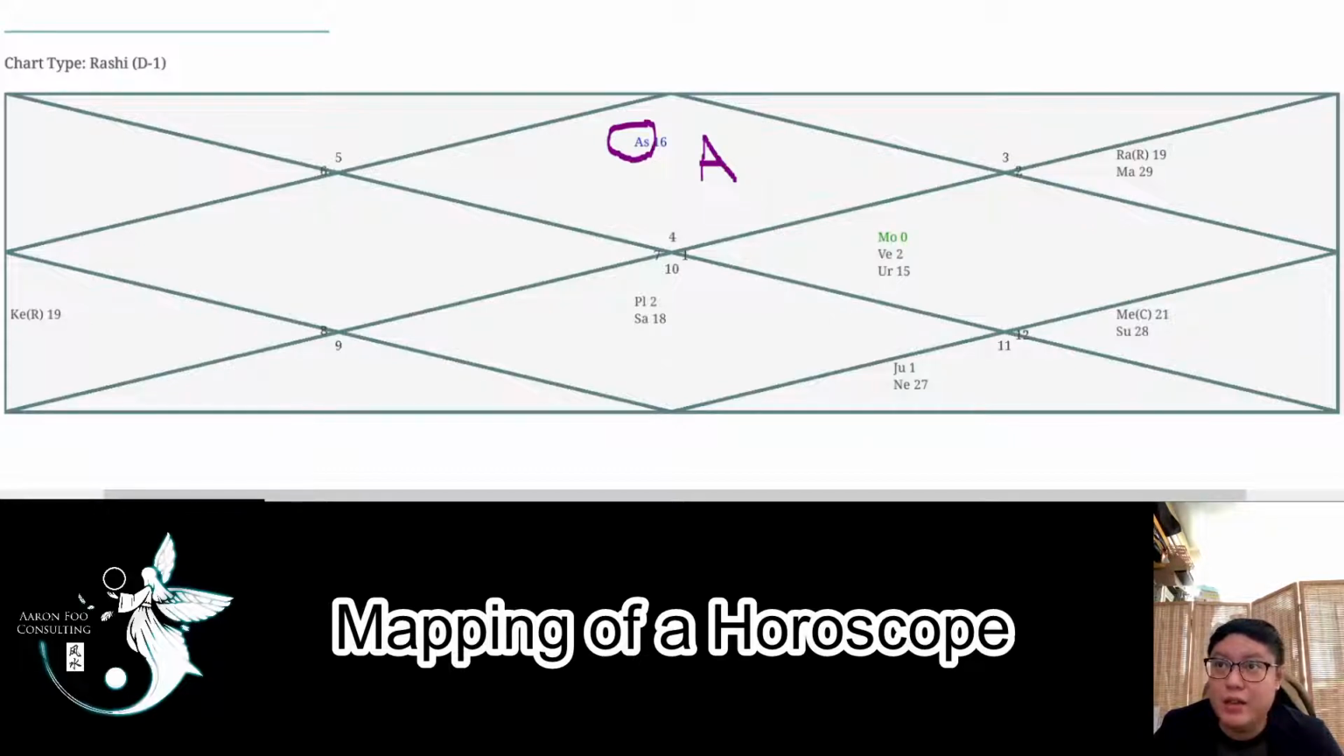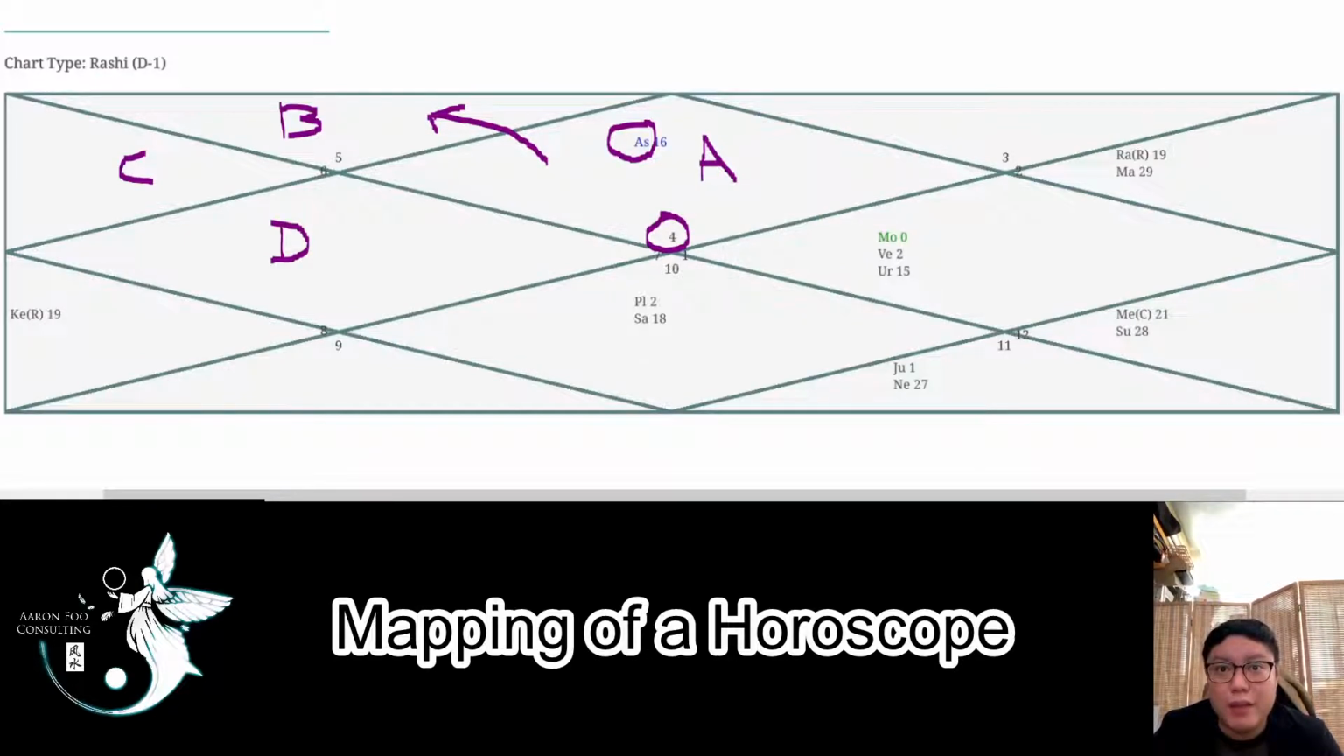This is your ascendant house. Then we go counterclockwise: this is the second house, then the third house, and then the fourth. There is no need to identify the houses individually, unlike the constellations, because the houses are fixed, like I mentioned many times before.